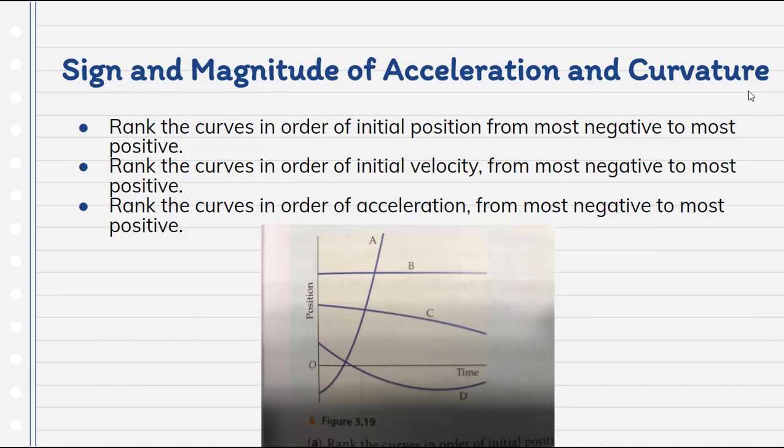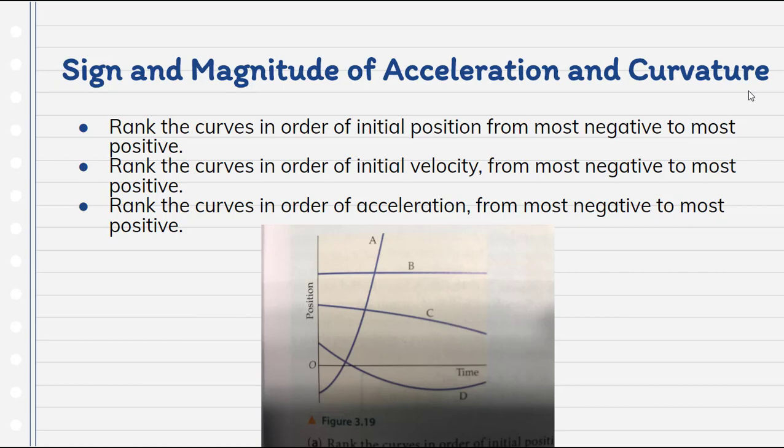So let's rank these curves in order of initial position from most negative to most positive. Well, the most negative position would be the line that starts furthest down on the graph. So that would be A, followed by D, then C, and then B, based on the positions of where they're located on the y-axis. Basically where the line intercepts the axis.